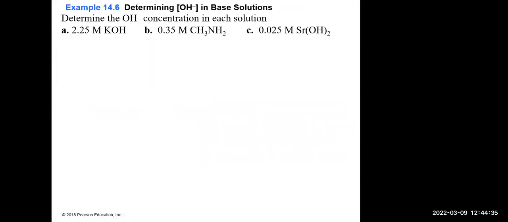And depending on the acid strength, we know how to figure out the concentration of H plus. Similarly, depending on the strength of the base, we can get some idea, like using equal or less than, to see the concentration of hydroxide. So the first question is 2.25 molar KOH. What will be the concentration of hydroxide in this solution?